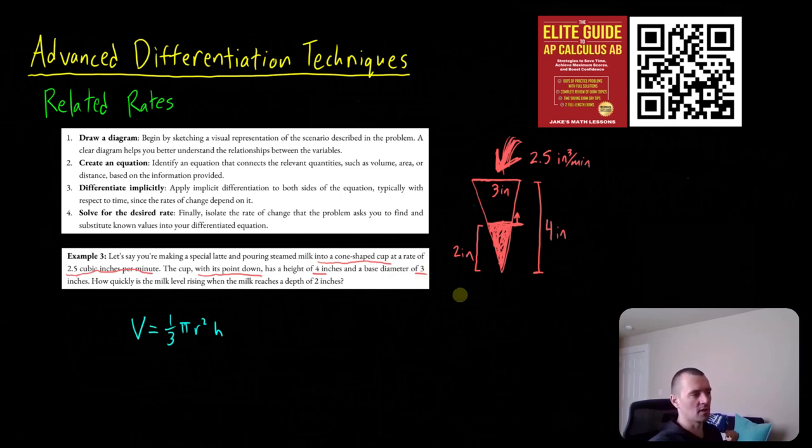As you consider the situation being described, any quantity, volume, distance, anything like that, which changes as time goes on, you want to make sure you're keeping it as a variable. We don't want to be plugging anything in at this stage because the volume of this milk cone is changing over time. As the milk level rises, the radius of the base of that milk cone is changing over time, and so is the height of that milk cone. So basically, V, r, and h are all variables.